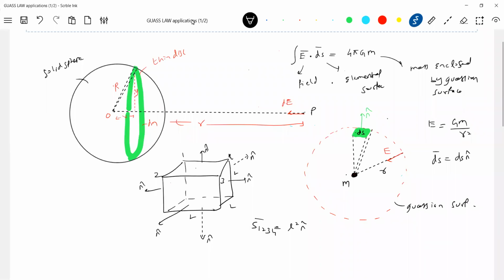Now, the best question you have to answer, sir: why did you assume a Gaussian surface? What is a Gaussian surface? Is it spherical? Better you call it a Gaussian surface, or a Gaussian sphere. And now you have to ask the next question, sir: why did you assume the sphere only? To get the answer. That's all. Nothing else. So let's see that one.